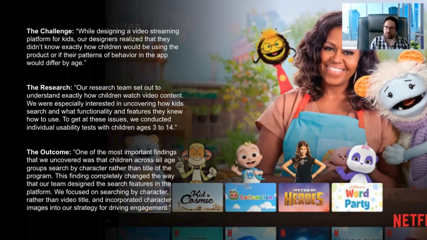Okay, so imagine you or your kid or your nephew, or whenever you can put yourself in the perspective of a kid. How can they use Netflix, for example? How can they use Amazon Prime or YouTube to find content? So the research scheme was that the team set out to understand how children watch this content, right?